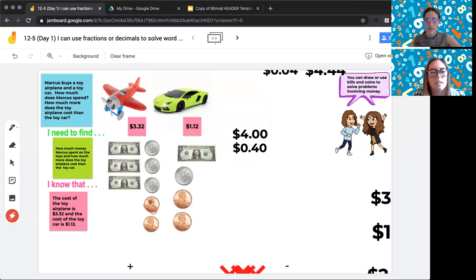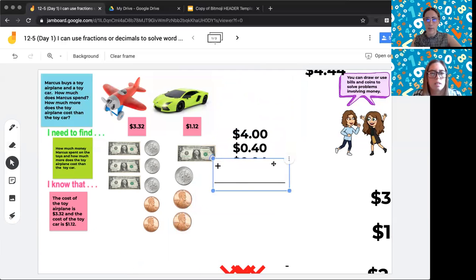1, 2, 3, 4. And since pennies are worth 1 cent each, or hundredth, I have 4 cents or 4 hundredths. Great. So what's going to happen when we add these all up?